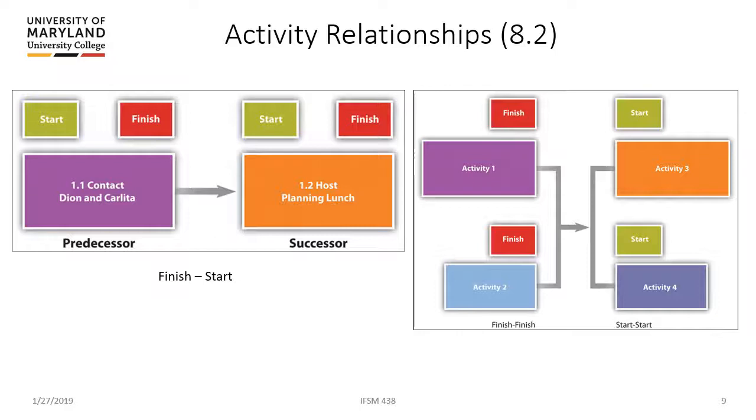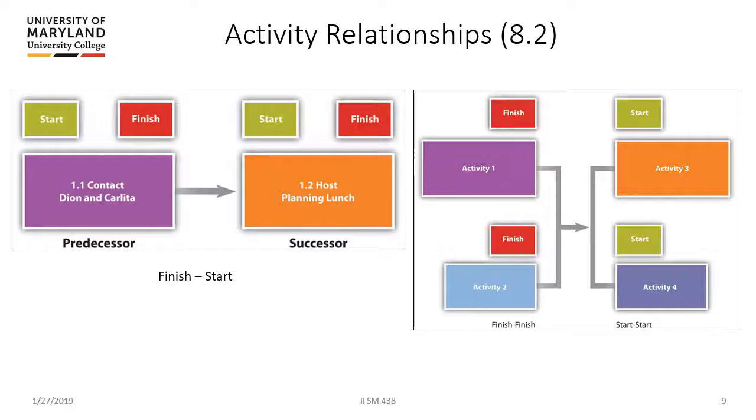So in this case, you must contact your friends and coordinate with them and get their input before you can have your lunch together. So pretty straightforward. You can't have your lunch together until you've called your friends and figured out when they're available. So predecessor task must complete before a successor task can begin.